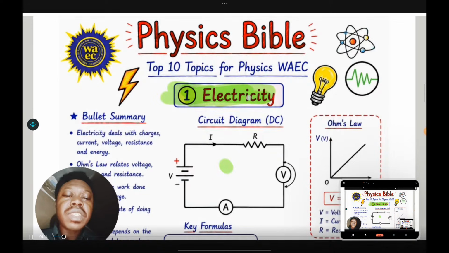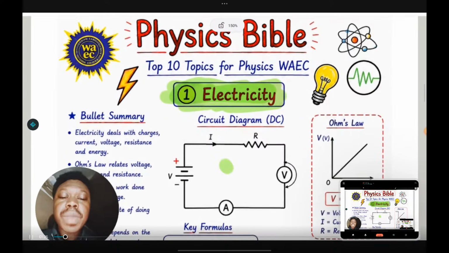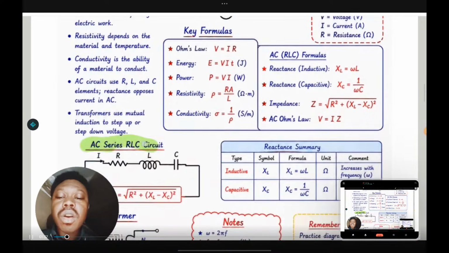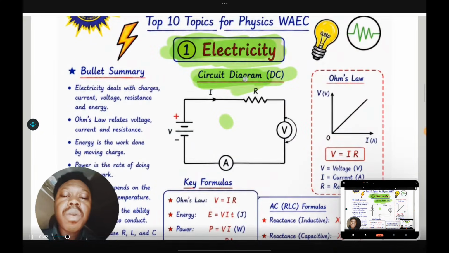So, the top 10 topics for physics, WAEC exams, and even NECO exams. Number 1 is electricity. Under electricity, you are expected to know your circuit diagram for direct current, and also your circuit diagram for alternating current. For direct current, most of the components you are going to see are resistors.